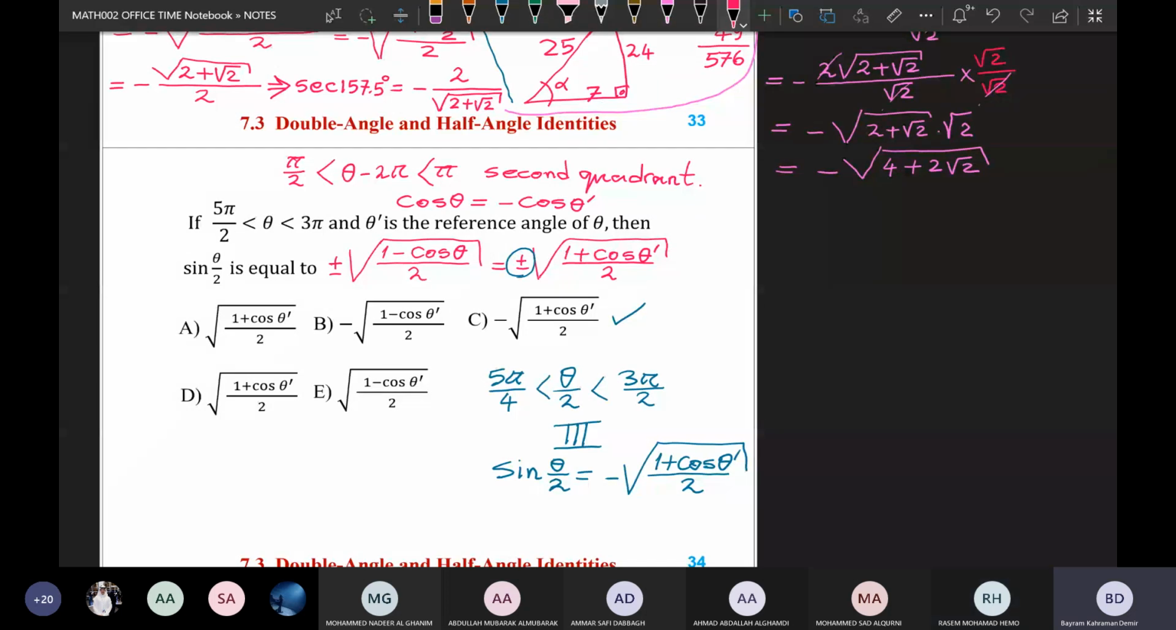Yes, the sign for the root depends on theta over 2, but the sign for cosine of the reference angle depends on the condition given, the location of theta. Theta is in the second quadrant, so cosine theta is negative cosine theta prime. So there is another negative here, and 1 minus cosine theta becomes 1 plus cosine theta prime.